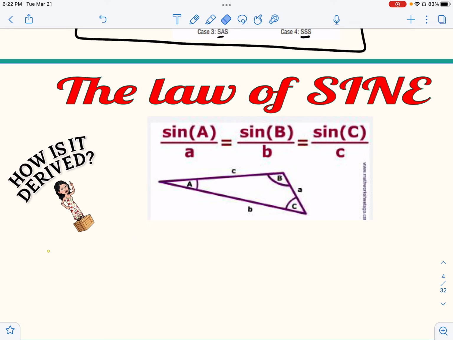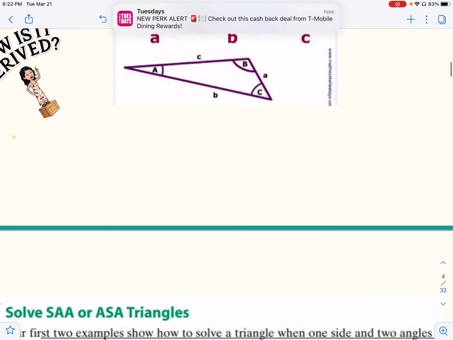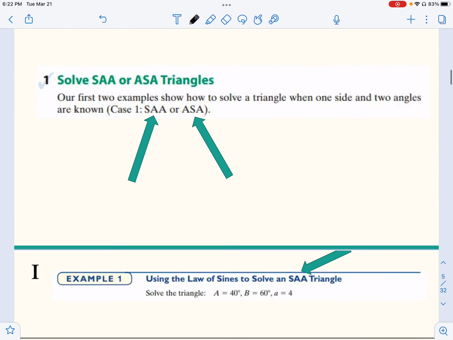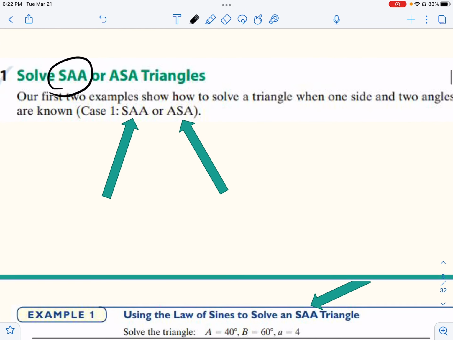How the law of sines was derived. It's not hard. It's very easy, and you kind of know it, but we just haven't put it together. So let's go ahead and start using these. Here's the first one. Like I said, I'm going to cover SAA and ASA. Both of these are the type that will use the law of sines.